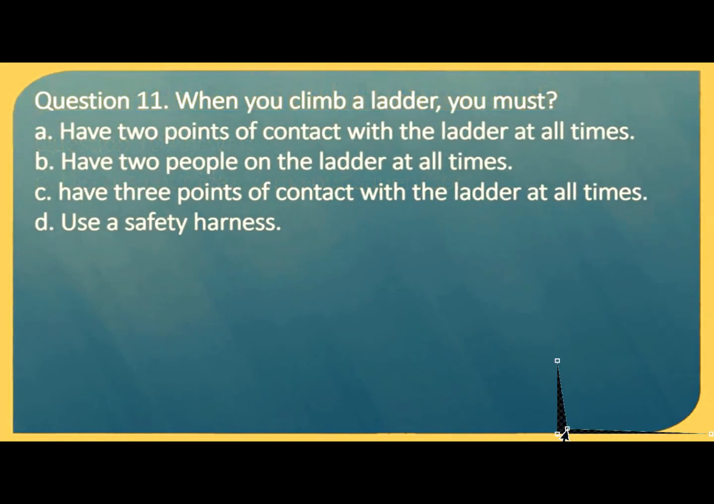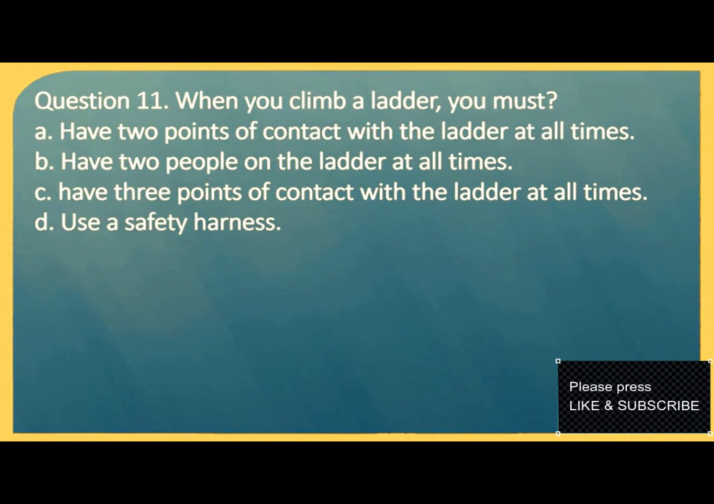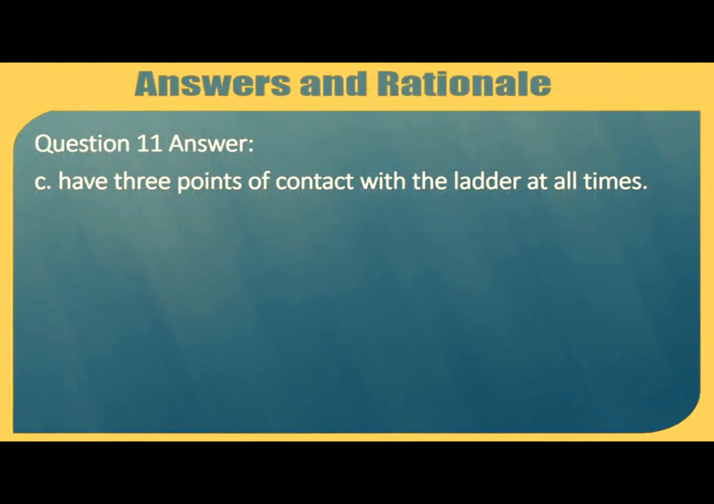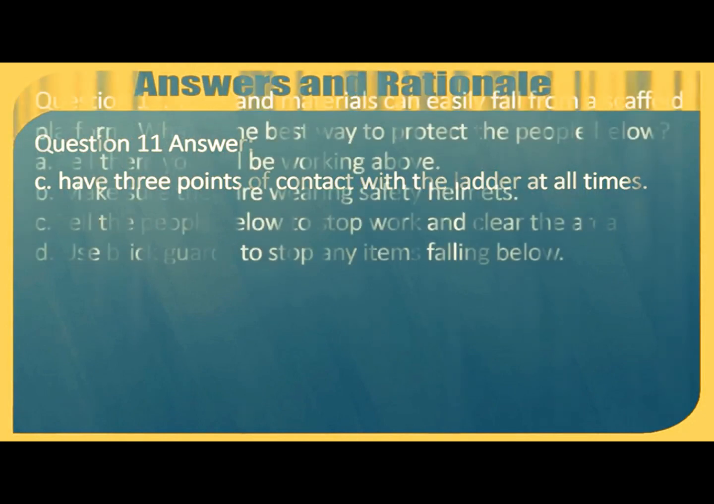Question 11. When you climb a ladder, you must: A. Have 2 points of contact with the ladder at all times. B. Have 2 people on the ladder at all times. C. Have 3 points of contact with the ladder at all times. D. Use a safety harness. Question 11. Answer: C. Have 3 points of contact with the ladder at all times.